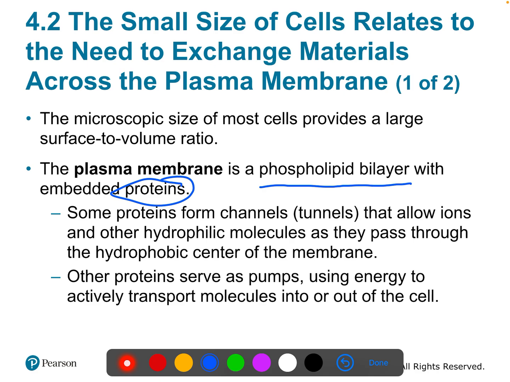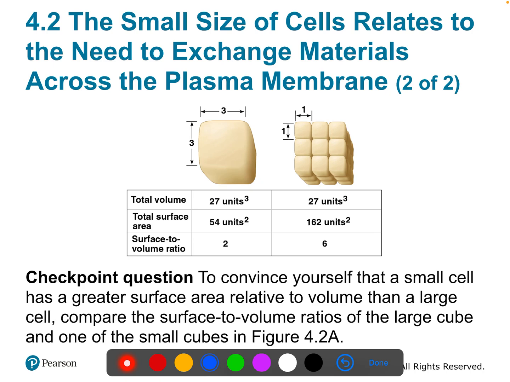So how do cells solve that problem? Okay, what they do is they divide, right? When the time comes that it's time for the cell to divide, and we'll learn about that later in the cell cycle, the cell will divide into two, which brings it back down to a more functional size and also increases that surface to volume ratio.